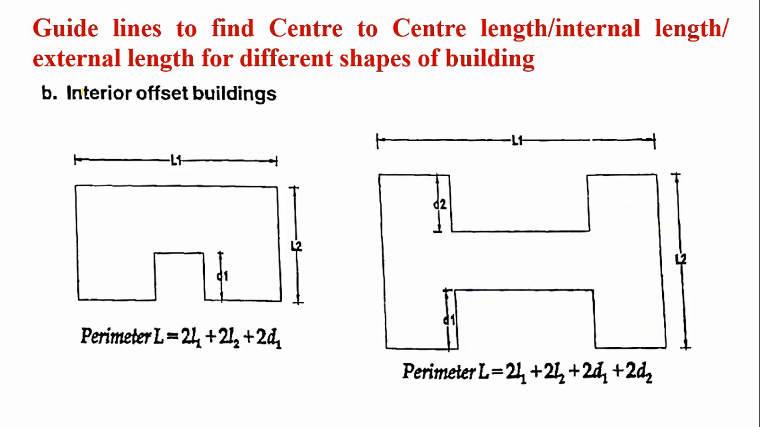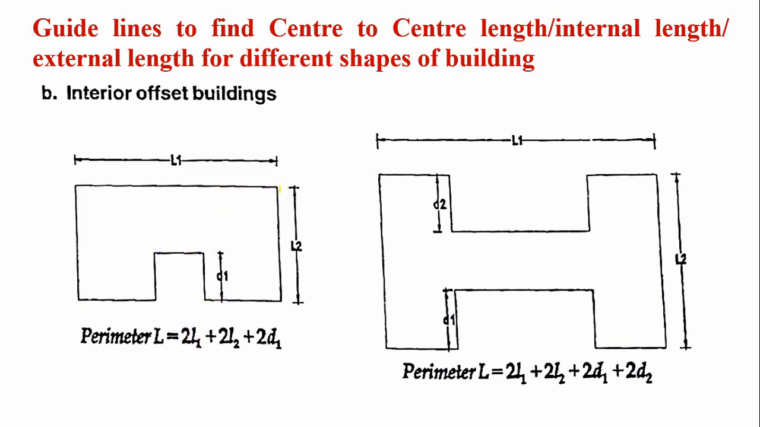So for example, if we have an interior offset building, here in this building you can see there is one offset. That is an interior offset we have now. So how to calculate the length now, right? This is L1 now. If you see this horizontal length and this horizontal length, if you add up these 3 horizontal portions, it will be equal to L1 itself. Therefore it is 2 times L1.